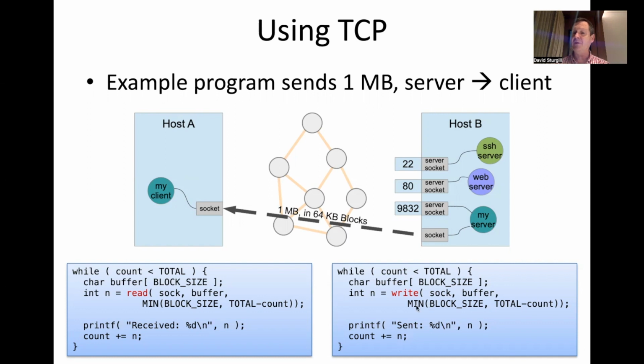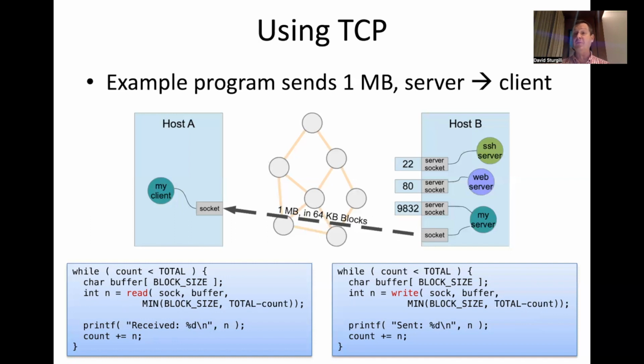One detail up here: whenever I'm sending, I send either a whole block of data, or if I'm close to the end of that megabyte, I send however much is left before I hit that megabyte mark. Over on the client end, we're doing the same kind of thing, except we're reading. I loop until I've read a megabyte of data. I make a buffer for receiving up to 64K, and then I try to read as much as I can, either a full buffer size or whatever remains in the megabyte, and then I report how much I read each time.